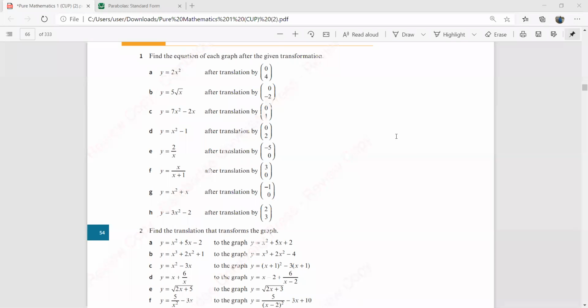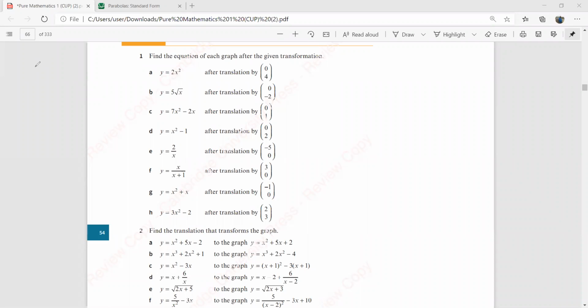So this is y is equal to x squared. Now this is the 0, 4. Does this 0, 4 represent a vertical translation or a horizontal translation? Horizontal. Okay. Asma, is this a horizontal translation or vertical translation? Vertical.